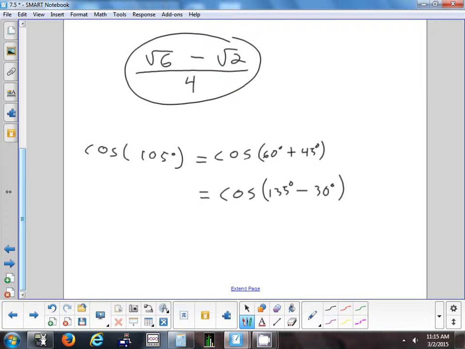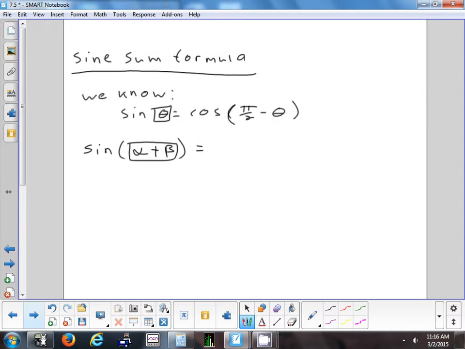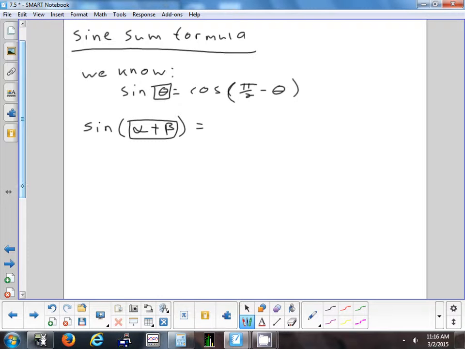Now, you can't do it for every angle. If I said to you to find the cosine of 17 degrees, you can't. There's no way to split up 17 the way we need it. But you can do any number that's a multiple of 15. All right, let's look at our sine sum formula. This will probably be the last one that we derive. And then from here, I'm just going to give you formulas.